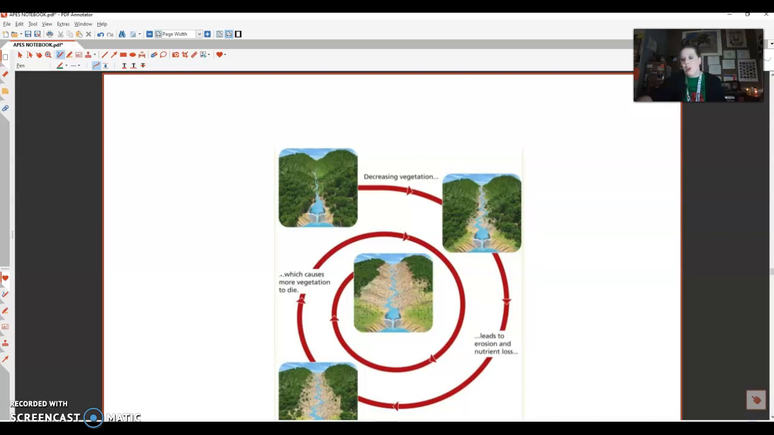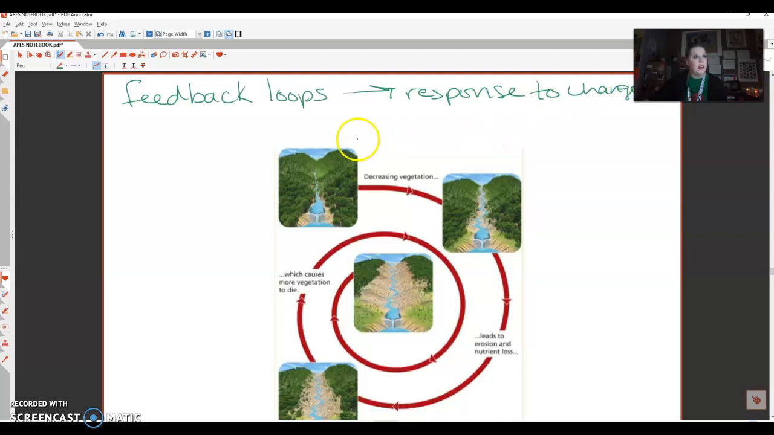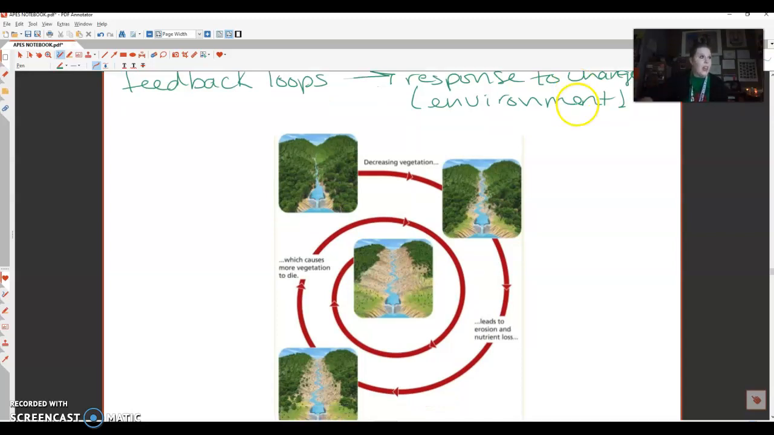Okay? All right. Now, let's look at the next page. Now, this page is talking about what we call feedback loops. Okay? Feedback loops is the response to change. All right? And this is specifically in the environment. Now, your body has its own set of feedback loops, but this is not anatomy and physiology. We're looking specifically at the environment. Okay? So, we have positive and negative feedback loops. So the first one we're going to look at is what is called positive feedback.